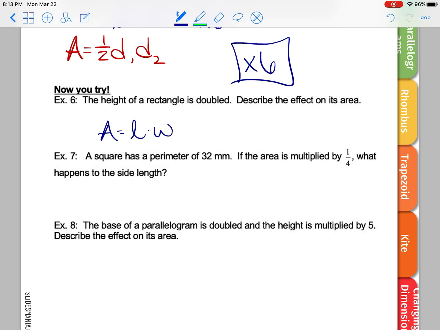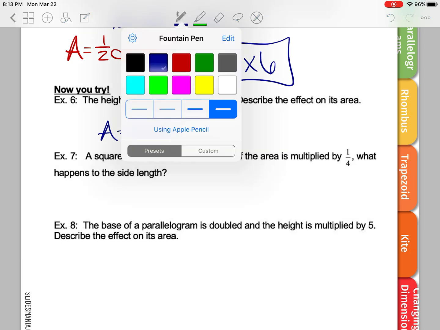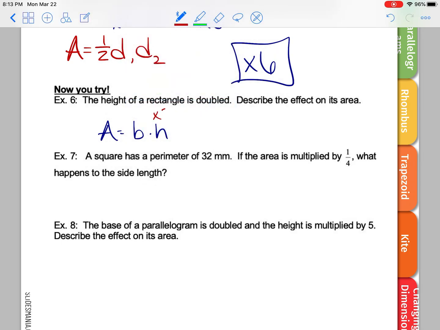So the first one is a rectangle. We're just going to double the height, so I should have used the other formula, which is fine. If you use length times width, it didn't matter. We're going to just change the height. So we know because we only changed one, the effect would just be times 2.